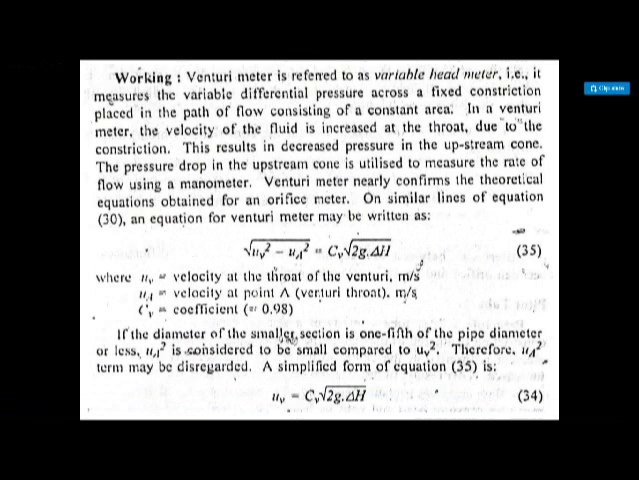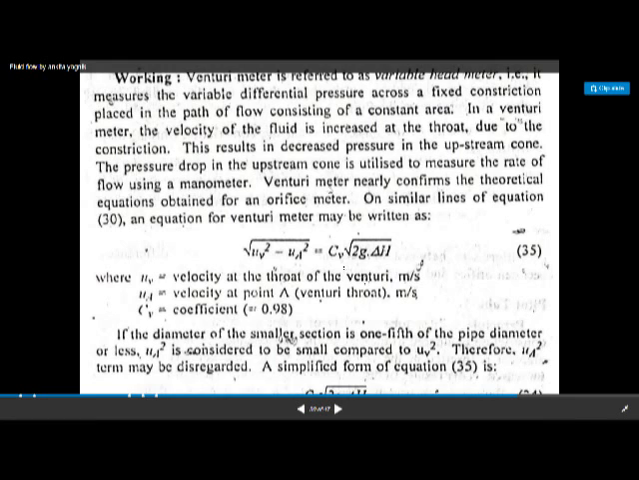Now in case of the working, it is a variable pressure meter, variable head meter, that is, it measures the difference in the pressure, right? So in venturimeter, the velocity of the fluid is increased at the throat because of the constriction. Due to the constriction, this results in the decrease in the pressure in the upstream cone, right?